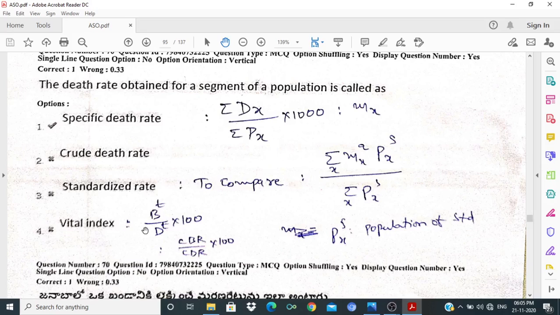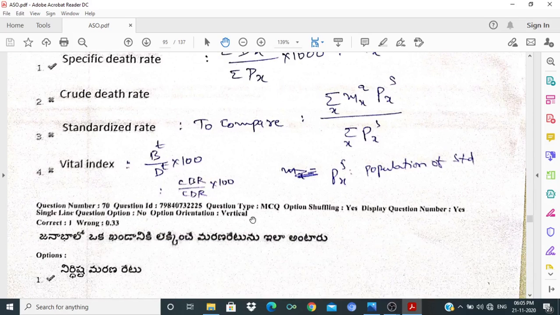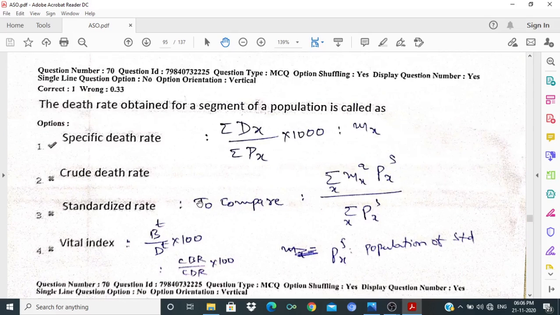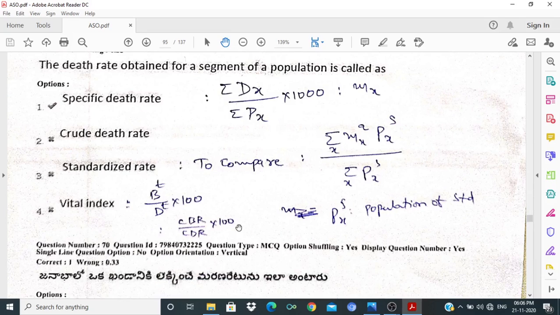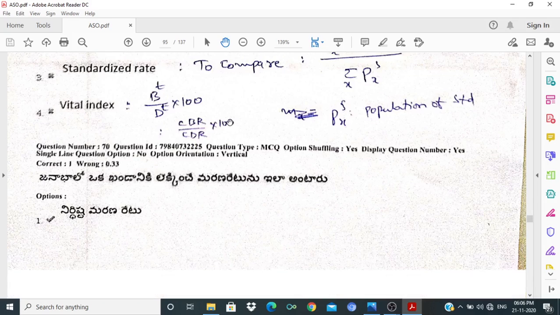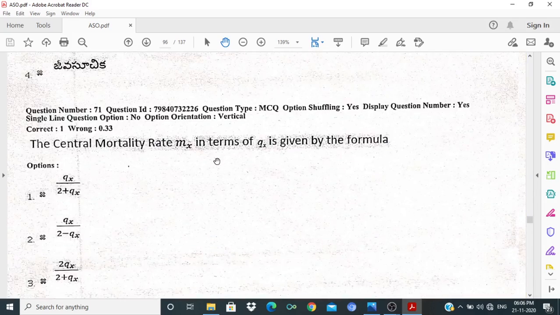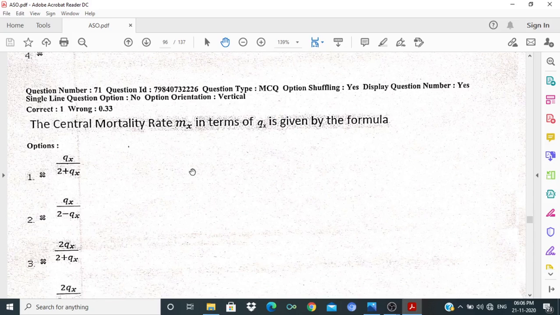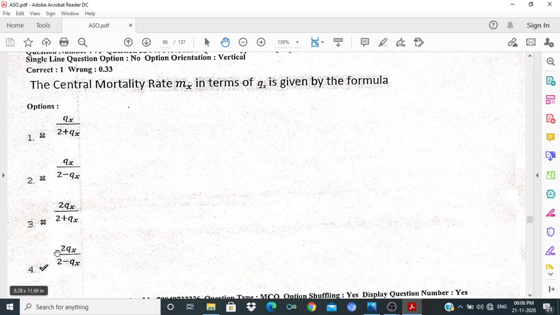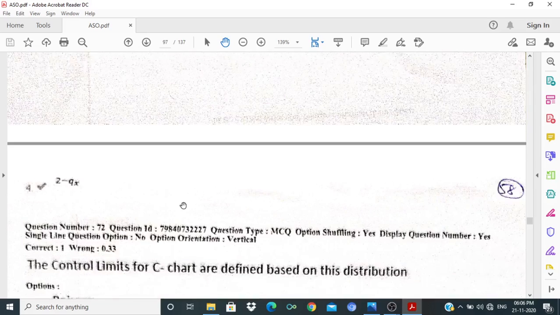The vital index formula is births divided by deaths in a particular time period, that is, CBR by CDR into 100. Remember, it is 100, whereas here it is into 1000. Specific death rate and crude death rate are expressed in thousands, whereas vital index is expressed in hundreds, as percentages. The central mortality rate, we have already discussed the formula: mx is given by 2qx by 2 minus qx.